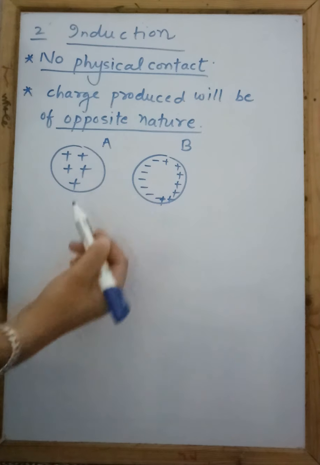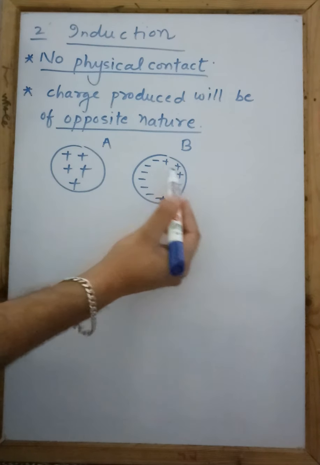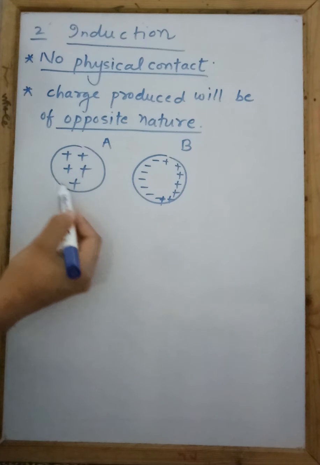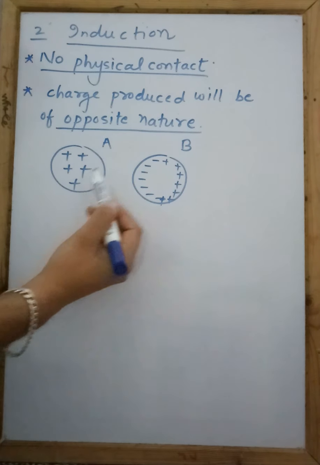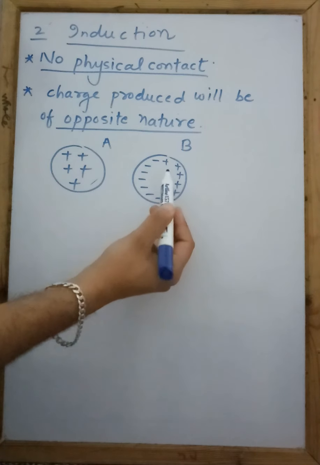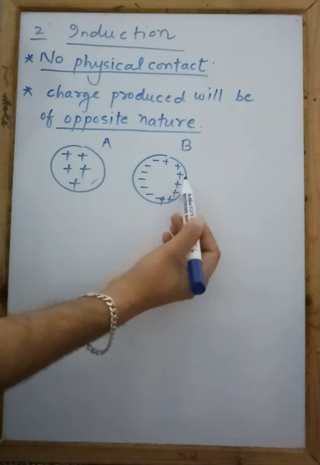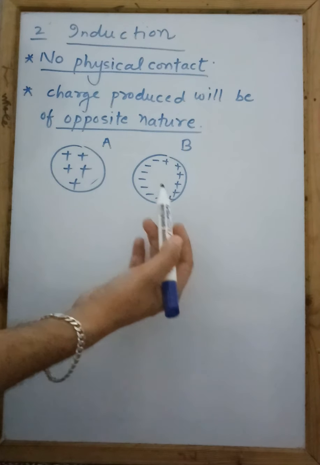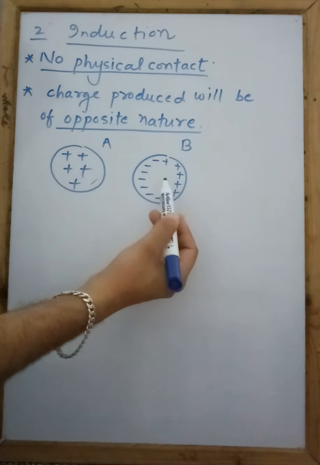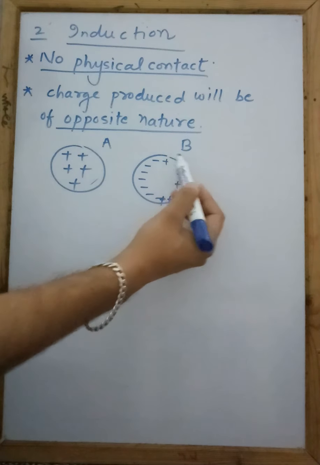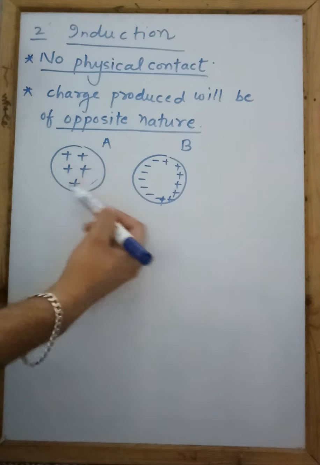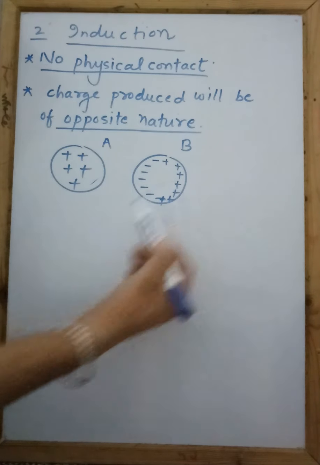As you can see very clearly, initially the negative and positive charges of B have the same center. But when I bring a positively charged body near sphere B, there is a dipole which is induced. What is a dipole? In chemistry you study this, that there are two poles. So over here also, in body B, the negative shifts to one side, the side nearer to the positively charged sphere A, and the positive shifts to the other side.